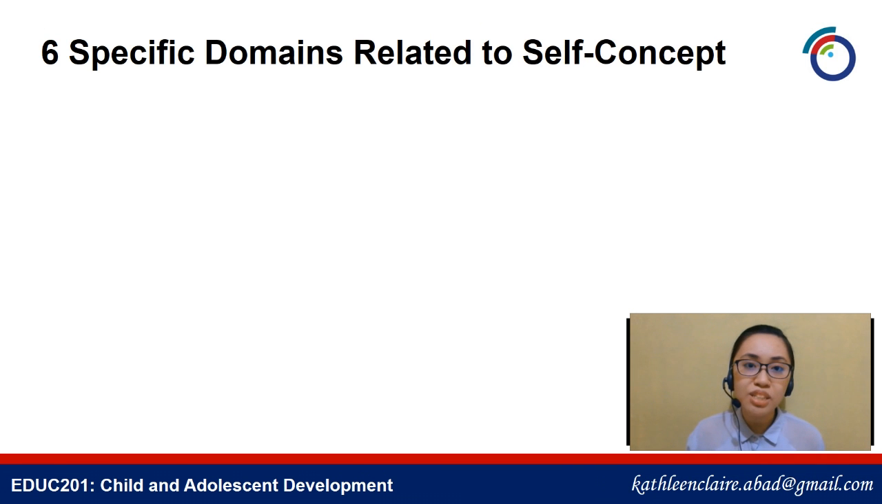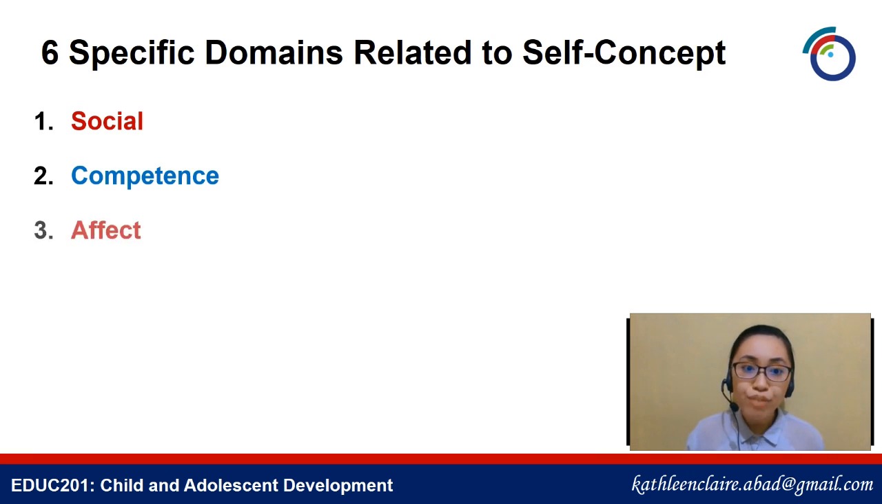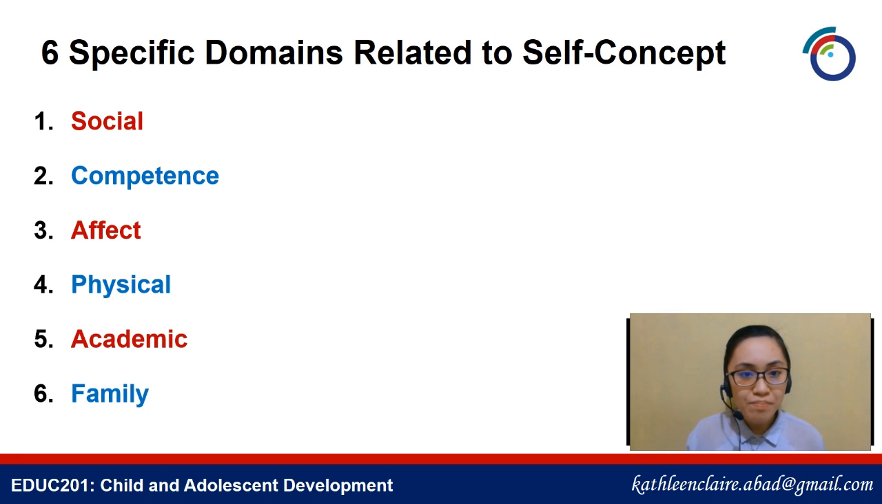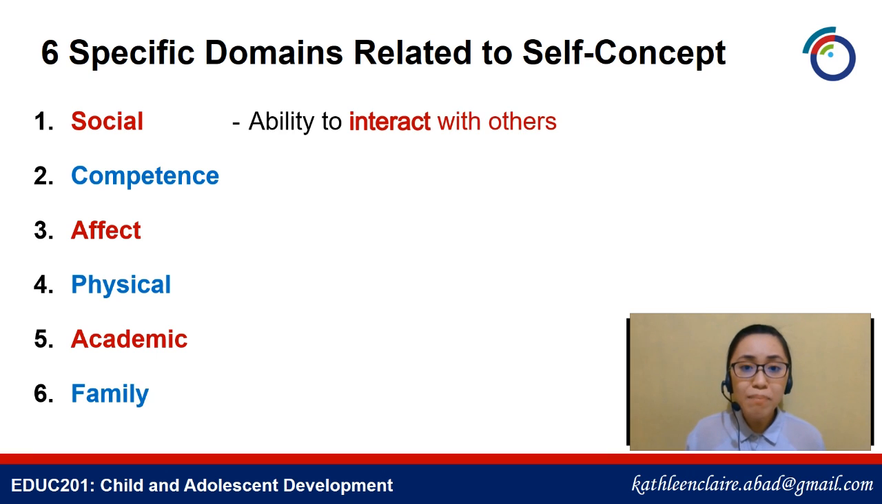So we have 6 specific domains related to self-concept. Meron tayong social, competence, affect, physical, academic, and family. So, what are these 6 nga ba na specific domains na tinatawag? So, first, we have social. Ito yung ability natin to interact with other people. Ayan, kung paano ka makihalubilo, kung paano ka makisama. So, that is social.